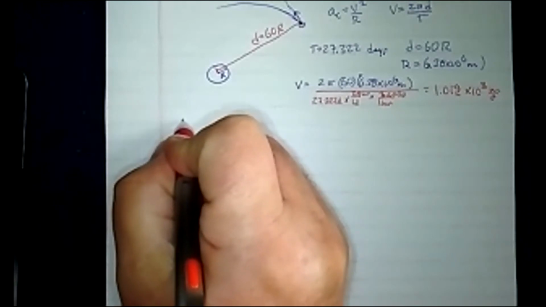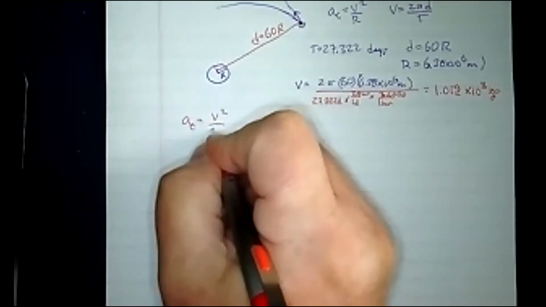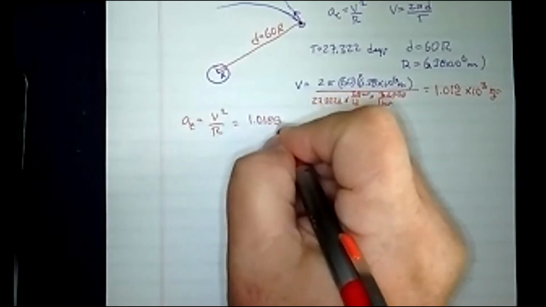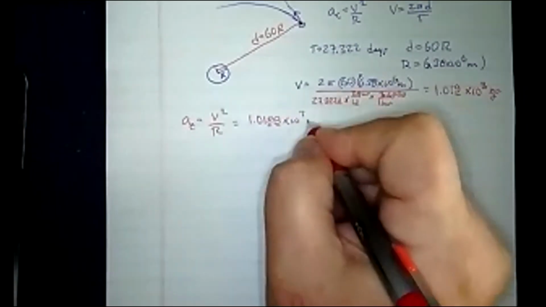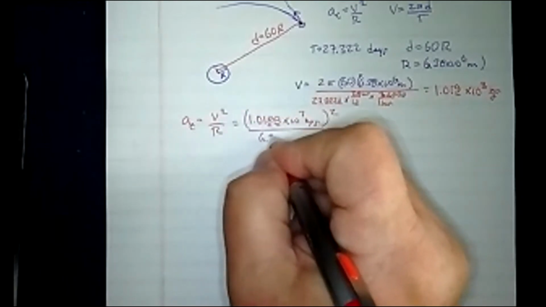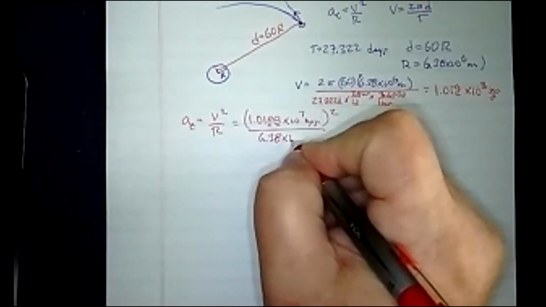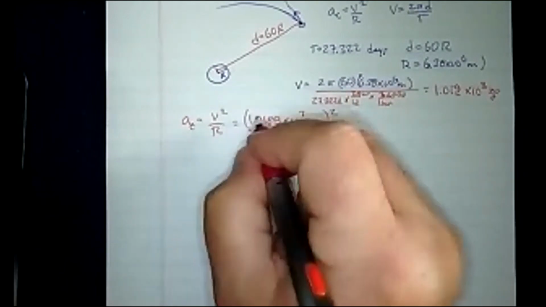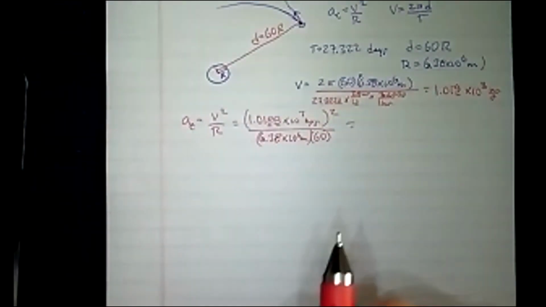Now we're going to take and calculate the centripetal acceleration. The centripetal acceleration is v squared over r. So I'm actually going to take that 1.0188, which is really what it was, times 10 to the third. Notice I'm carrying 2 extra digits now, meters per second. And we'll square that and divide it by 6.38 times 10 to the 6th meters times, remember, the radius of the orbit is actually the 60 times that. So I've got to put the 60 in there. And let's see what happens now.